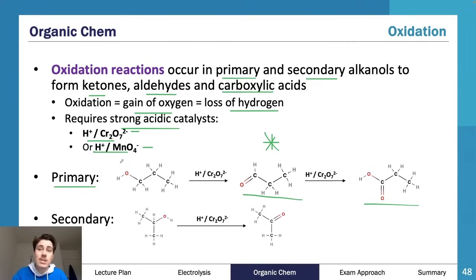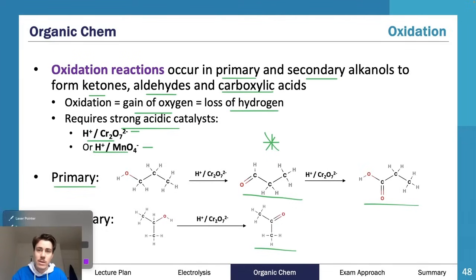Really importantly, secondary alcohols form ketones. They do not form carboxylic acids. Why is that? Because it's not possible to add another bond here to do an OH. It's already saturated in its bonds. It cannot drop a hydrogen. There's no hydrogen to drop. So therefore, it's not possible. So this just goes to a ketone.